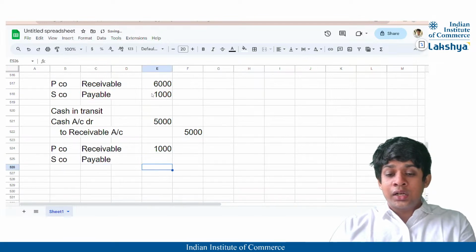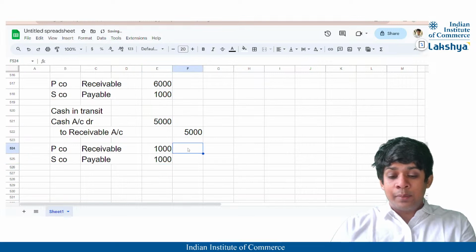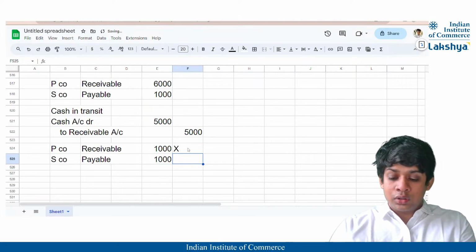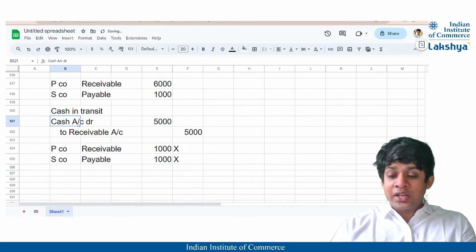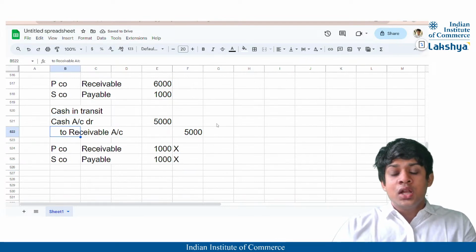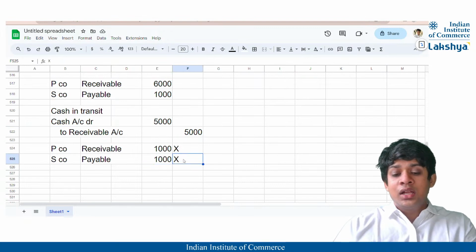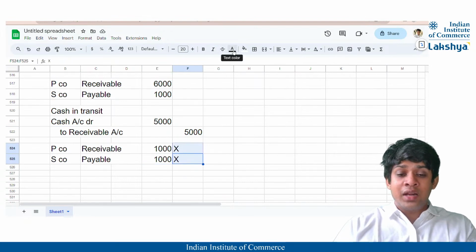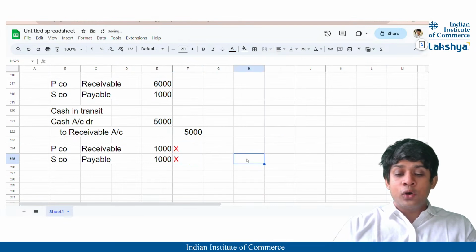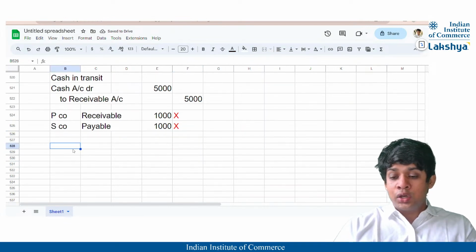So these are the current accounts between the subsidiary and the parent company. This shall be cancelled out, right? And this adjustment, cash account debit to receivable account, shall be made on the statement of financial position in the consolidation. So you will add it to the cash and reduce 5,000 from the receivable. And whatever is the current accounts of 1,000 remaining will be subtracted from the receivable and payable. Okay guys, I hope cash in transit is clear to you all.